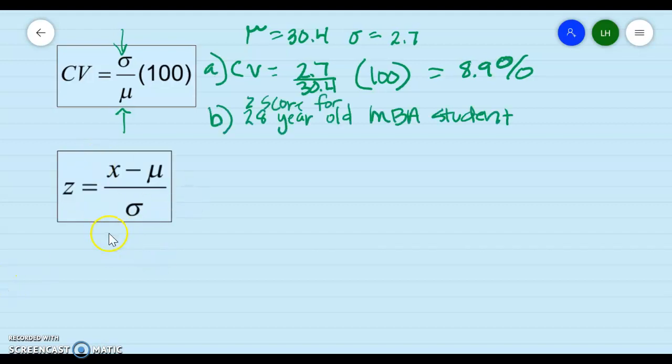Okay, the next part is the z-score for a 28-year-old MBA student. Well, 28 is below the average, the mean here, so we should get a negative z-score. So you're going to plug in for x 28, the population mean is 30.4, and you're going to divide that by 2.7, which is the population standard deviation. And we do get a negative z-score because 28 is below the mean.